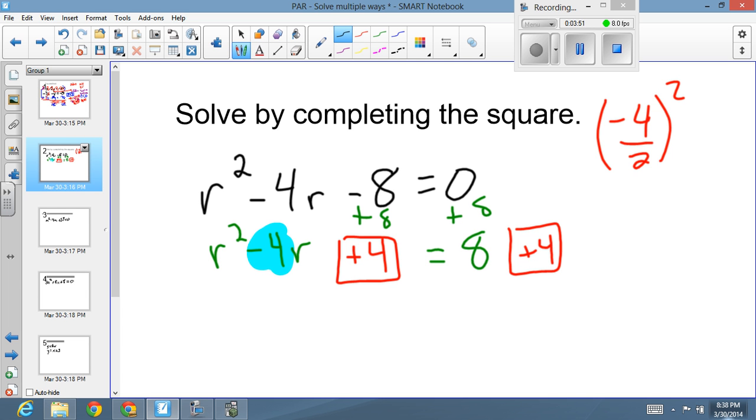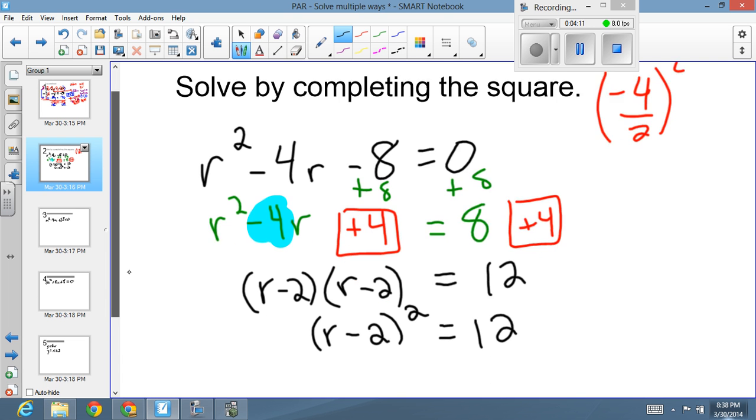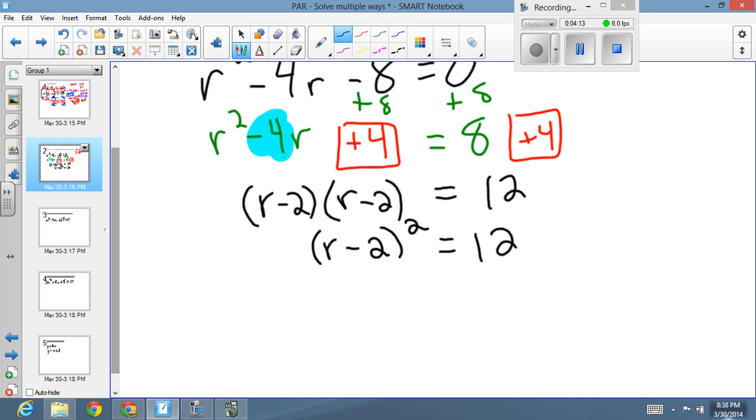The reason I do that to both sides is that now I can write this left side as, if I factor it, it factors to r minus 2, which is the same thing as saying r minus 2 squared. Okay? On this side I have 12. Now to finish this, I undo a squared by taking the square root of each side. So on the left side, the square and the square root cancel. On the right side, I have the square root of 12.